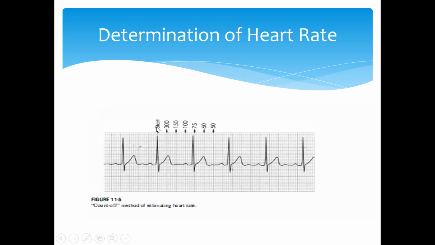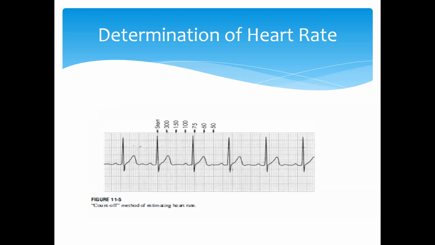And if the next R is on the next bold line, that is a heart rate equal to 300. If it is on the second line, that is 150. If it is on the third, that is equal to 100. And this is if it is near or equal to that. And the fourth one, the heart rate will be equal to 75.